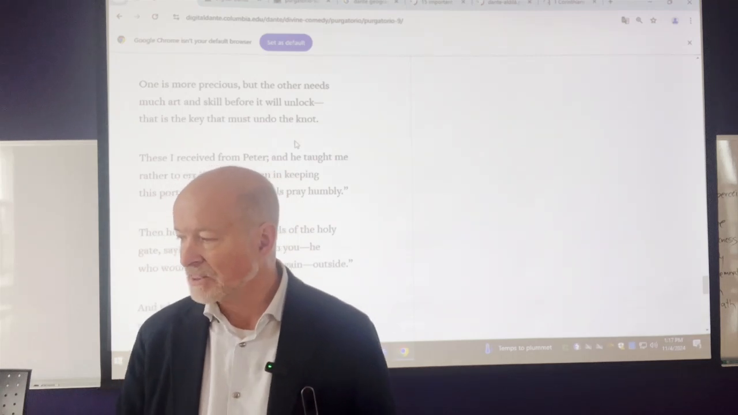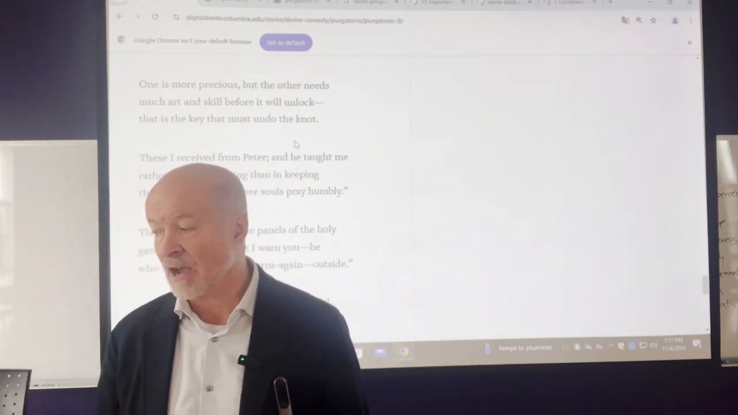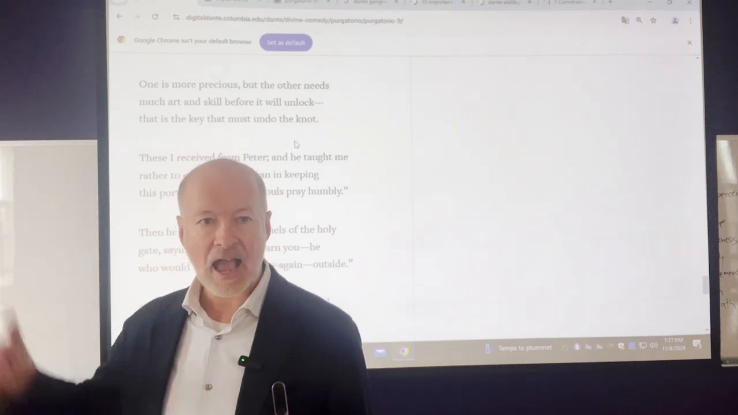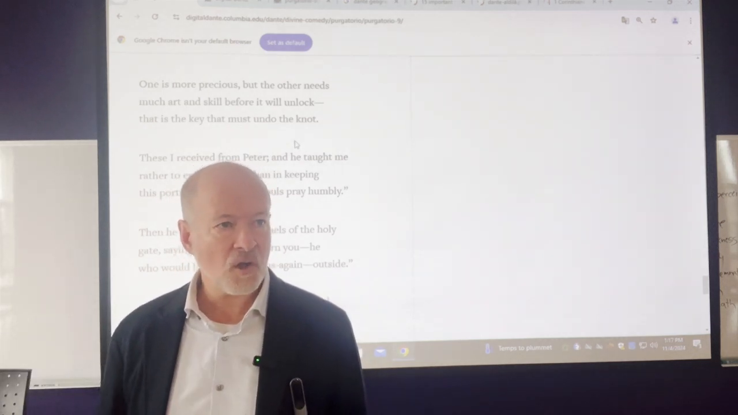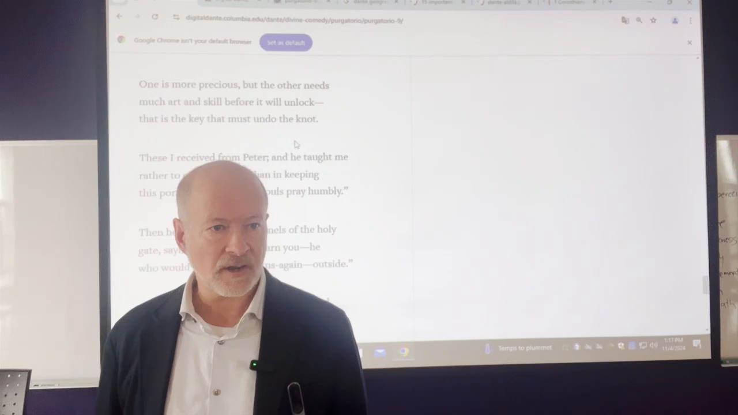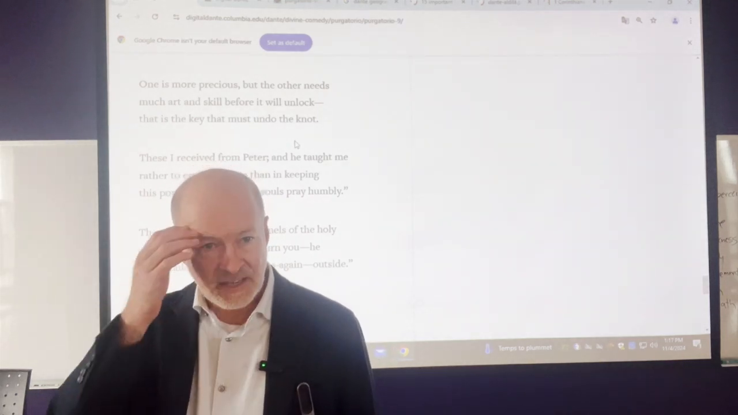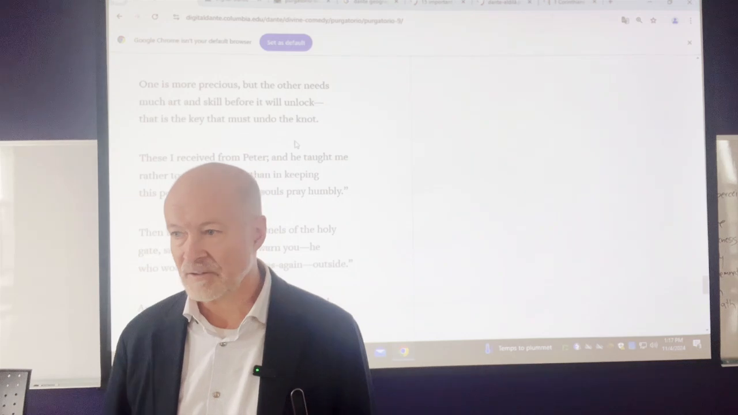Then he pushed back the panels of the holy gate, saying, enter, but I warn you, he who would look back returns again outside. No longer in purgatory, but rather in hell. Don't look back. Don't be like Lot's wife.